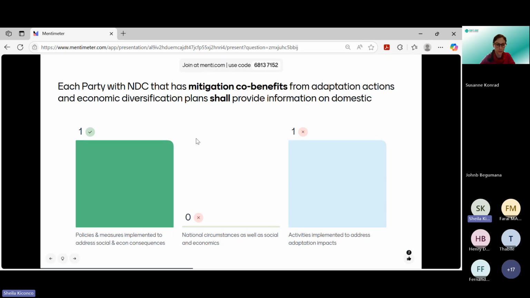So the right answer, I think the timer is moving very fast. The assumption was that most of us are already familiar with these questions. But the right answer is this is a "shall". So if an NDC has mitigation co-benefits from adaptation actions and economic diversification plans, parties are required to provide more information on domestic policies and measures implemented to address social and economic consequences as a result of implementing those actions.